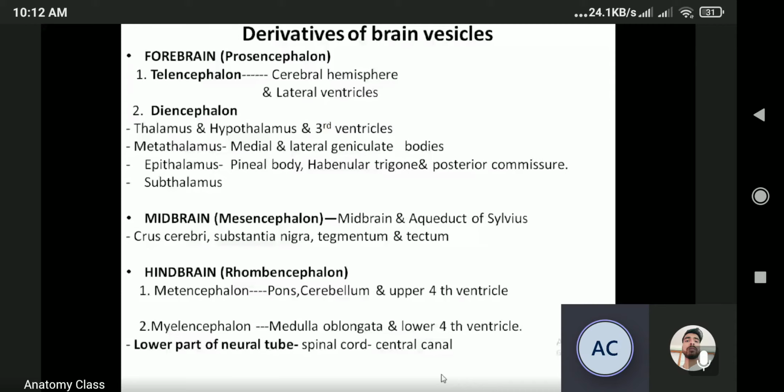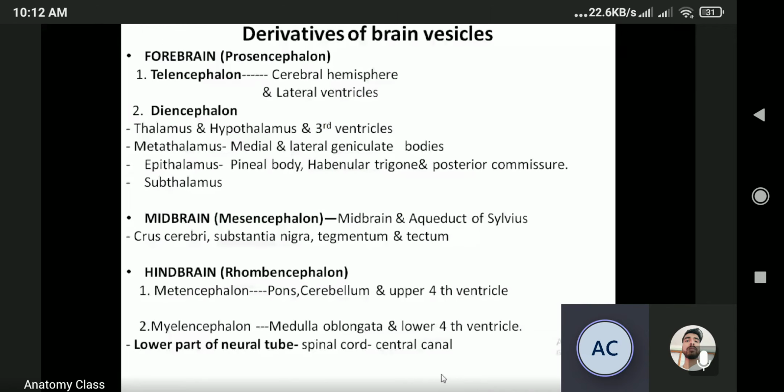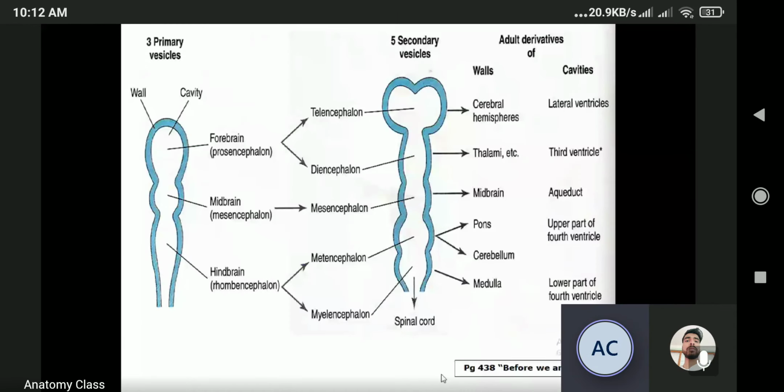Please, if you don't understand any of the slides, I don't care, but you have to draw this figure and you have to tell me about it. These two slides. Are you clear about these two slides? Yes, ma'am.